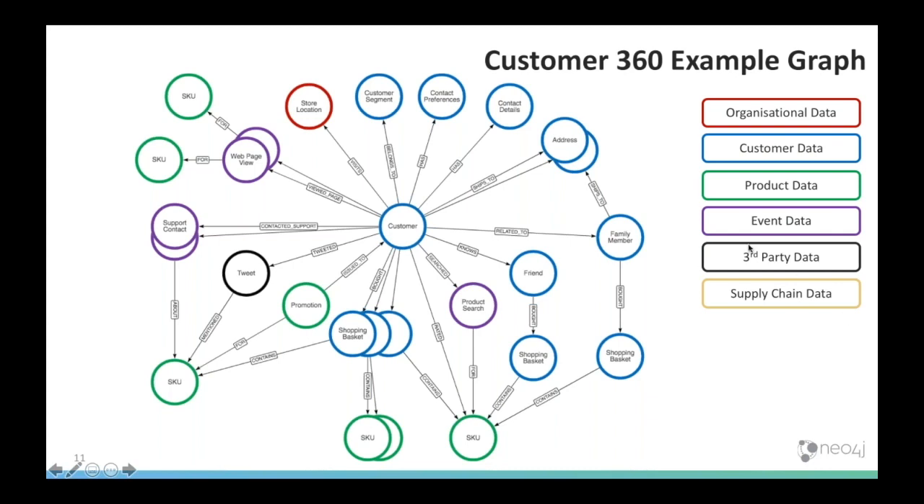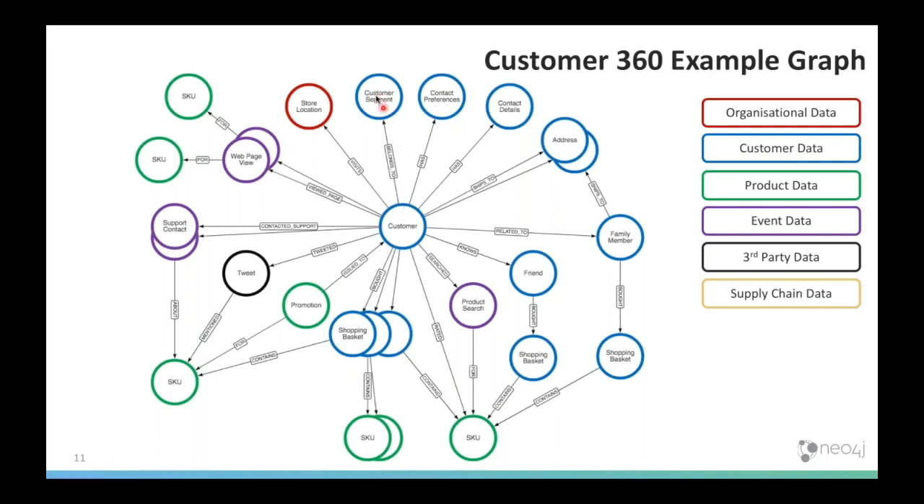So here you can see in the middle, we have our customer. And around that, we have a number of relationships, right? And we can see on the right-hand side here, we've got the same colors and the same types of data that we talked about on the previous slide. So that's how we're grouping everything together so we can make sense of what's going on. So we have a lot of information about a customer in blue, right? Makes sense if it's Customer 360.